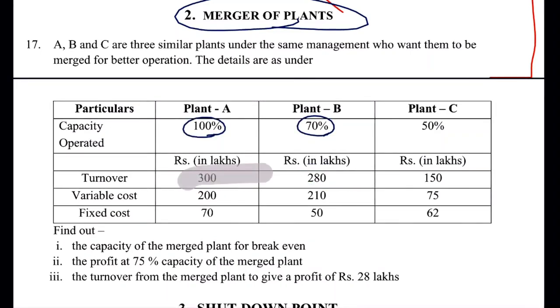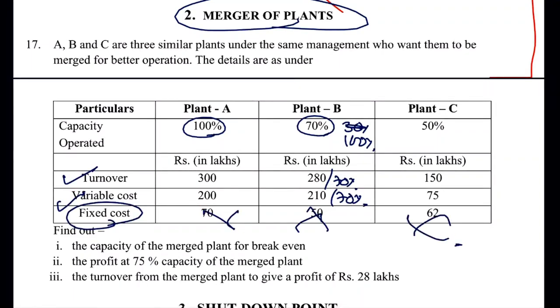But if you bring it to the same capacity and then add, the answer is at 100% capacity. How will you convert to 100%? Divide by 70%, sales and variable cost. Don't do this for fixed cost, because whether you work at 80% or at 100%, your fixed cost will remain the same. This mistake you can make, please don't do that.